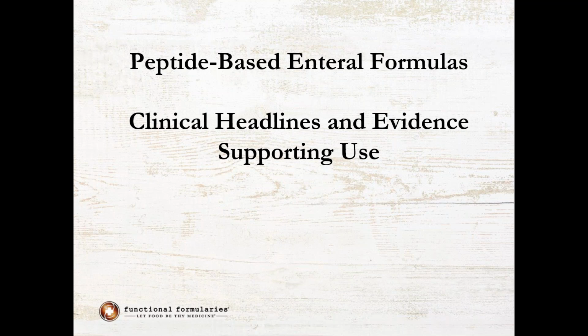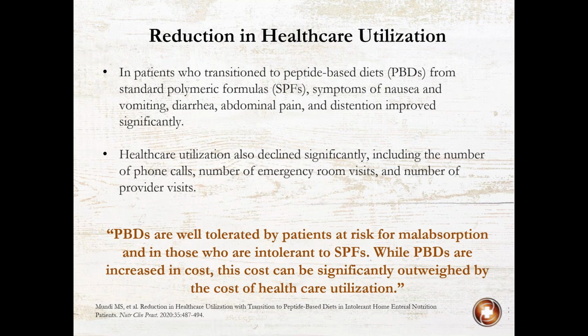So we're going to be looking at what evidence-based, clinical research supports the use of peptide proteins in certain populations. So one of the biggest things is obviously healthcare utilization. It's how expensive it is to have patients in the hospital or go to emergency room visits. So in this study, they looked at patients that transitioned from a standard protein formula to a peptide-based formula.